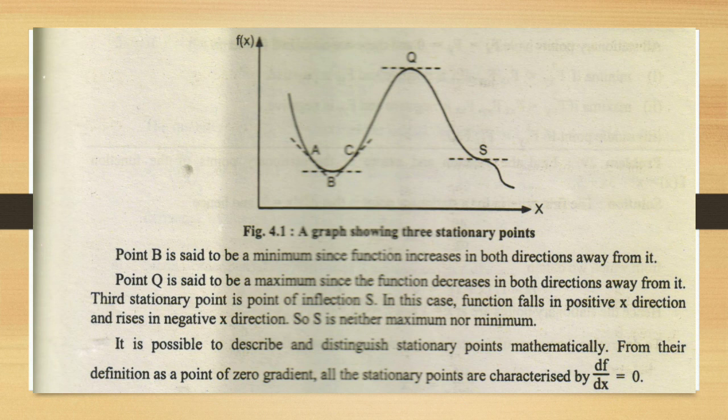Now in the graph, point B is said to be a minimum since the function increases in both directions away from it. Point Q is said to be a maximum since the function decreases in both directions away from it. The third stationary point is the point of inflection S. In this case, the function falls in the positive x direction and rises in the negative x direction. So, S is neither a maximum nor a minimum.